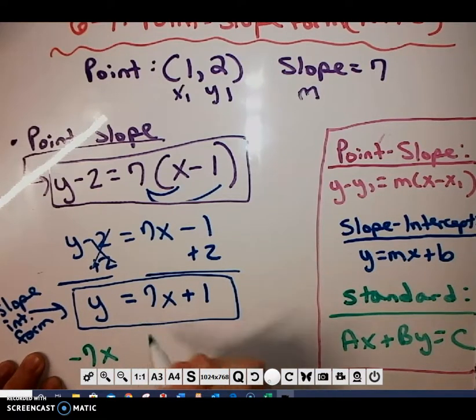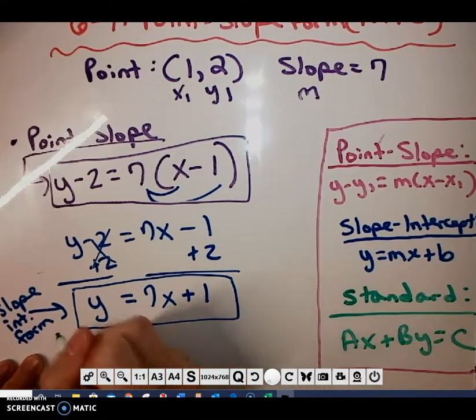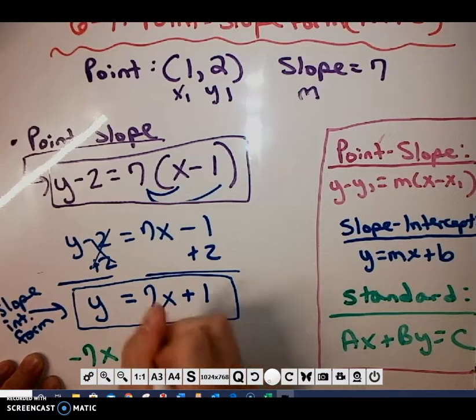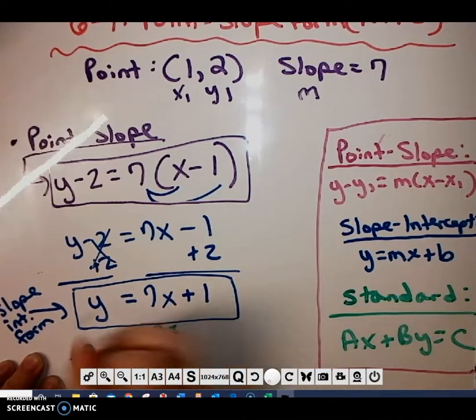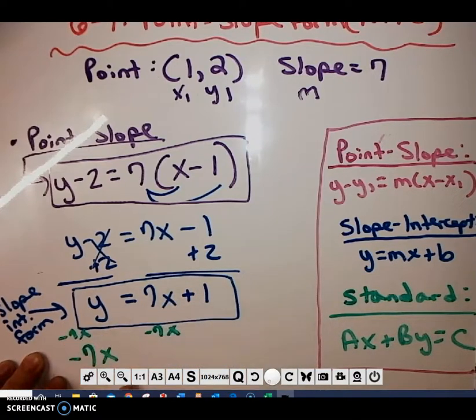And the reason why is I subtract 7x from both sides. I want to cancel it on this side, right? So if I do minus 7x here and minus 7x over here, it'll cancel on this side and it brings it to the other side for me.